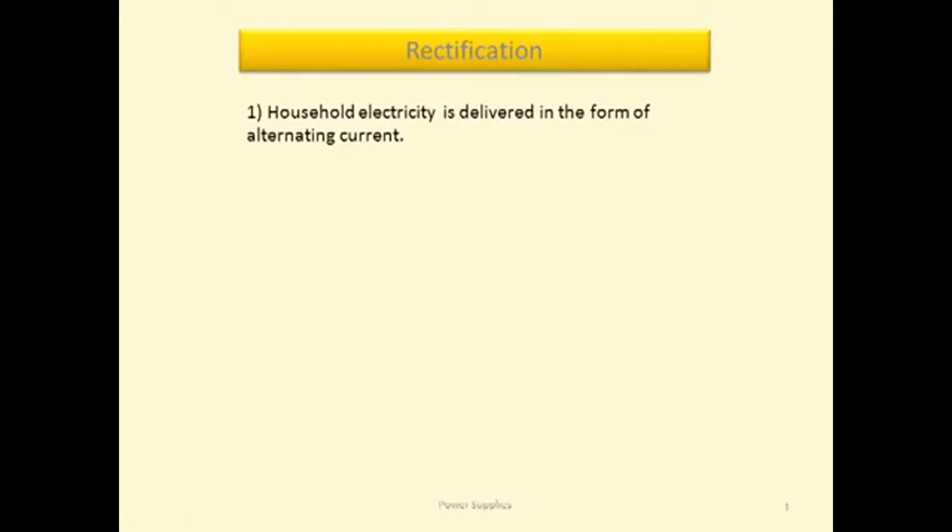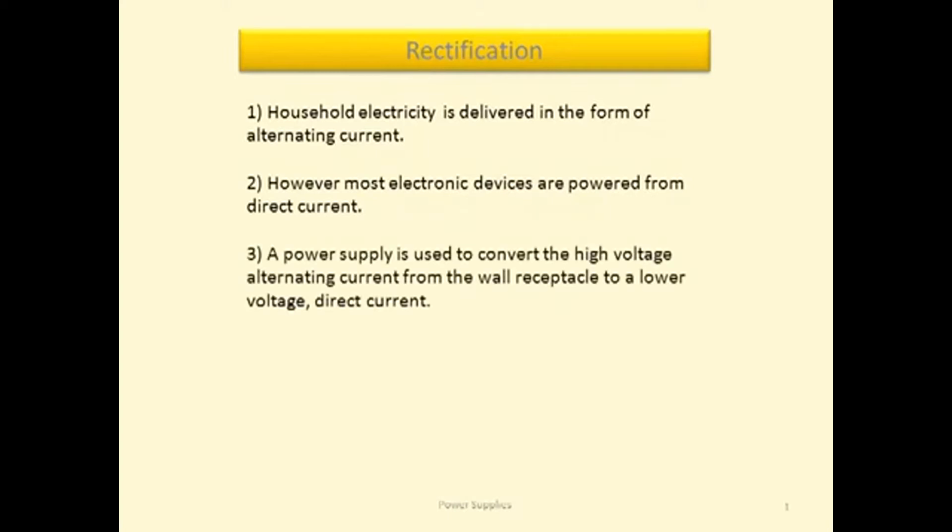Household electricity is delivered in the form of alternating current. However, most electronic devices are powered from direct current. A power supply is used to convert the high voltage alternating current from the wall receptacle to a lower voltage direct current. The drop in voltage is accomplished by means of a step-down transformer.